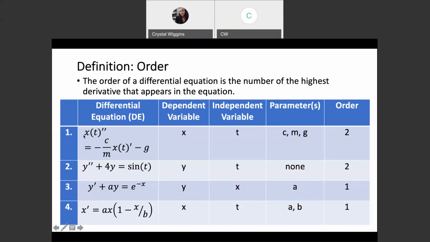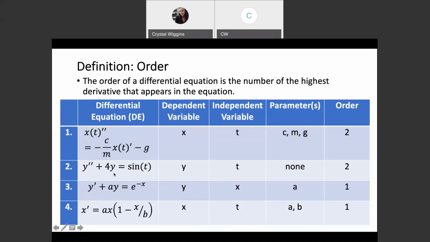Now, because this is function notation, we know that x is the output, or the dependent variable. And inside the parentheses, we know in function notation is the independent variable. So I have identified t as my independent. Everything else that appears will be parameters: c, m, and g. And I know that it's order 2 because I have a first derivative and a second derivative, and the order takes the highest of the derivatives.